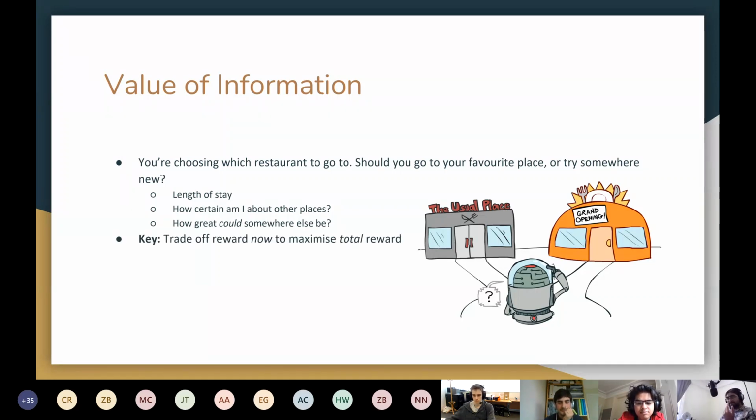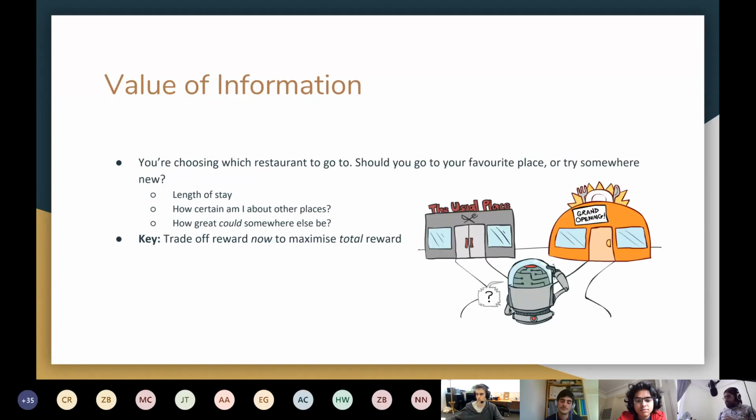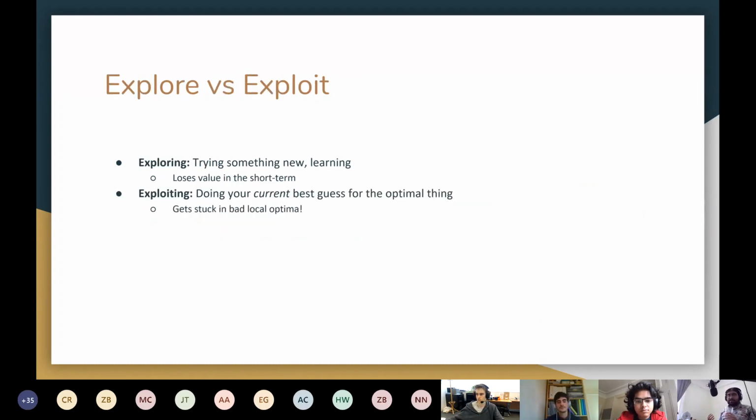The key thing to bear in mind is that you're always trading off your value now to maximize your future value. And you only want to sacrifice value now if you think it actually might help maximize long-term value. The way we formally describe this is with these 2 key terms, explore and exploit. Exploring is trying something new. Exploiting is doing the thing that I currently think is best.